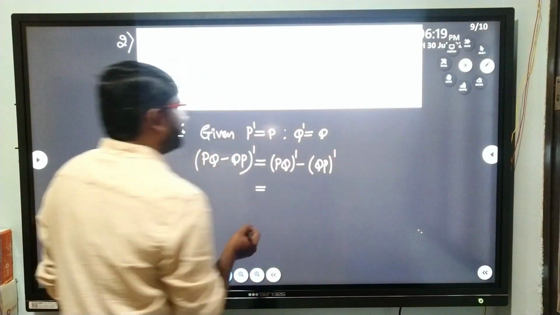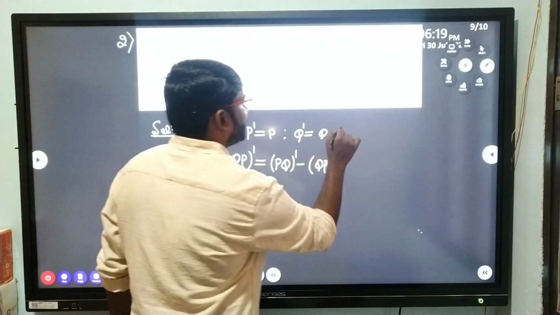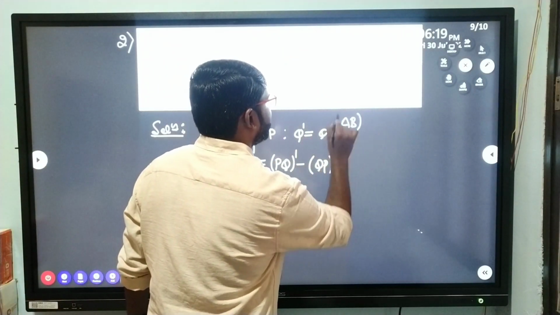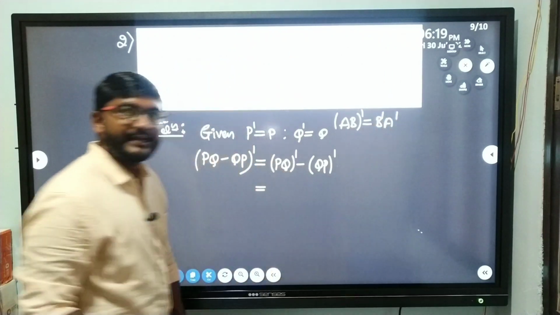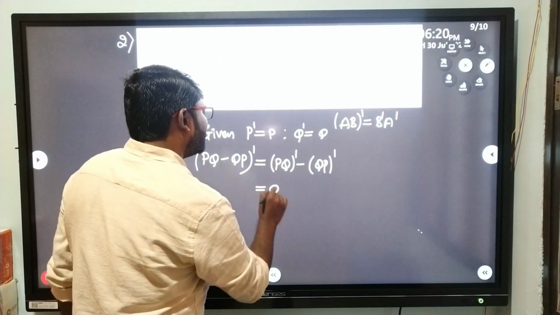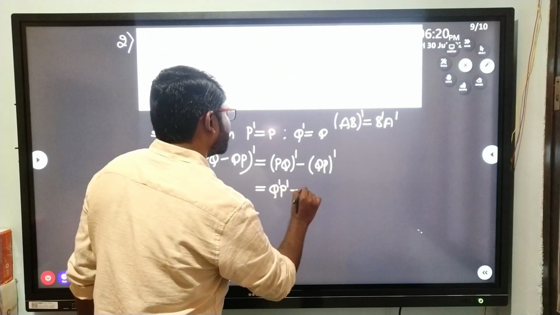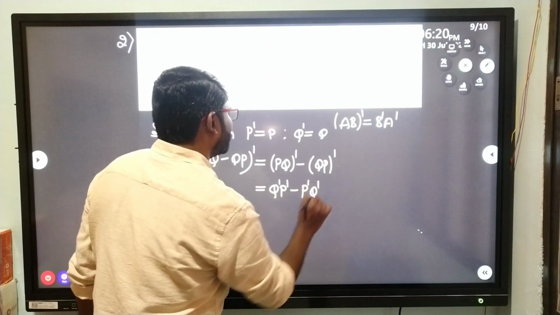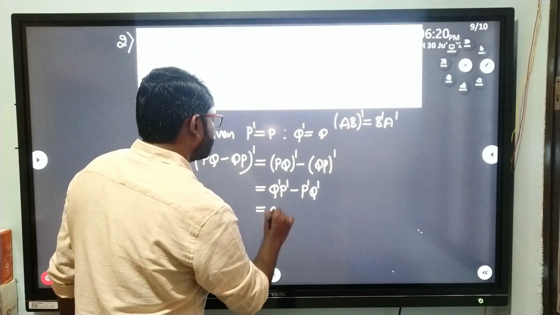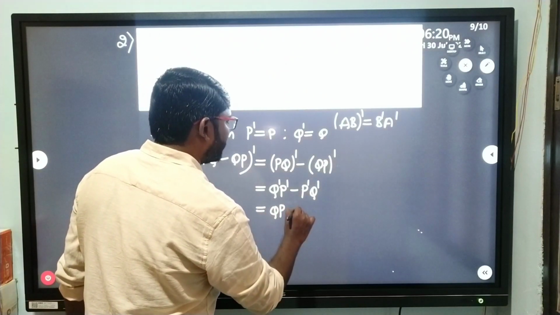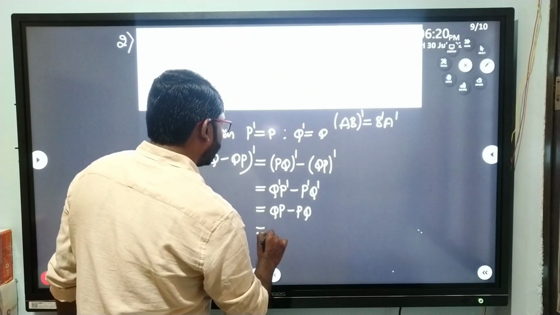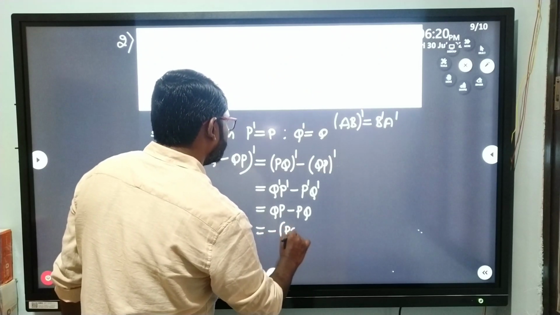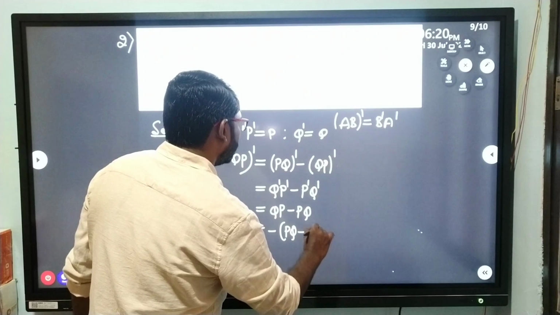Now we have the property, this we have studied in matrices, AB whole dash is equal to B dash into A dash. So here we get Q dash into P dash minus P dash into Q dash. What is Q dash? It is Q. P dash it is P, minus P dash it is P, Q dash it is Q. So I'll be taking minus common here. We get PQ minus QP.